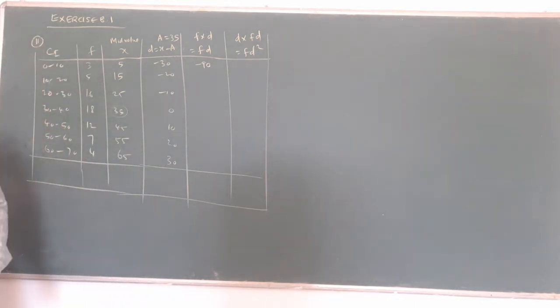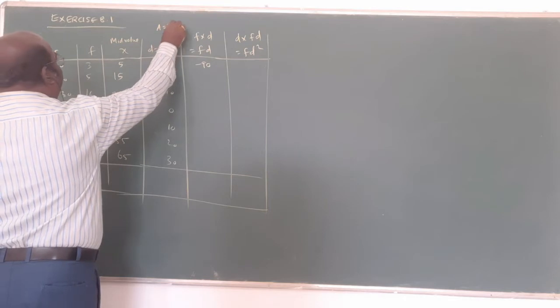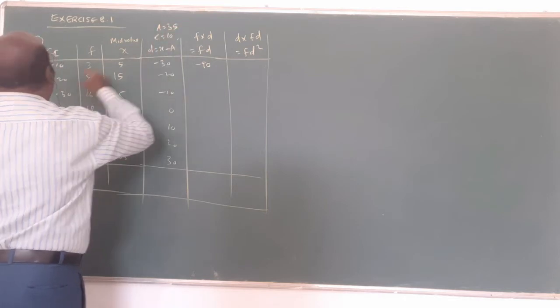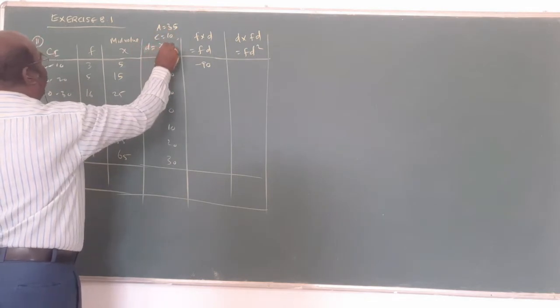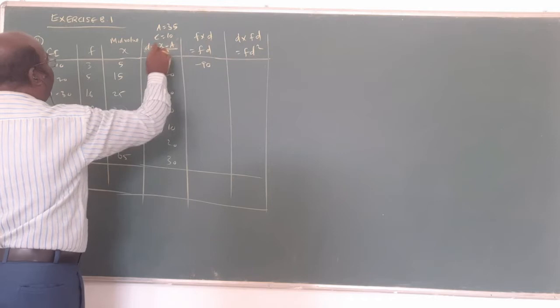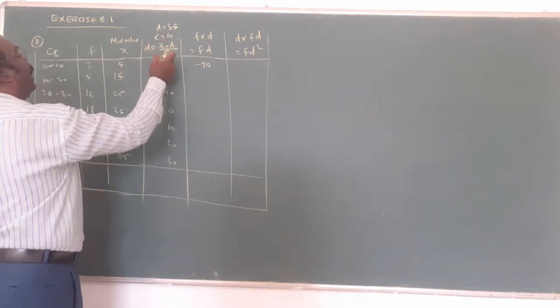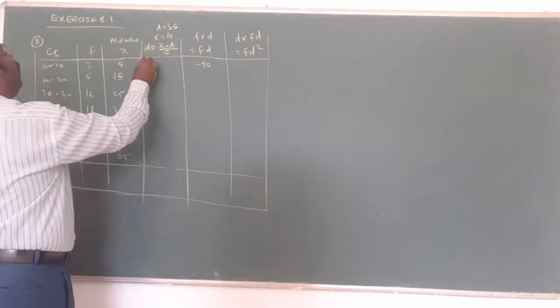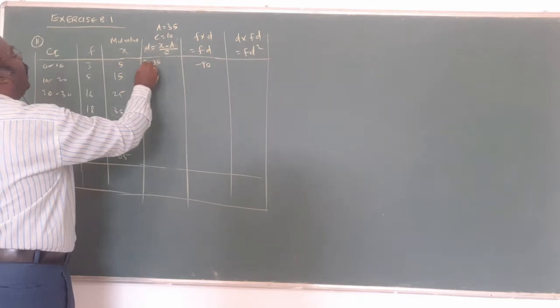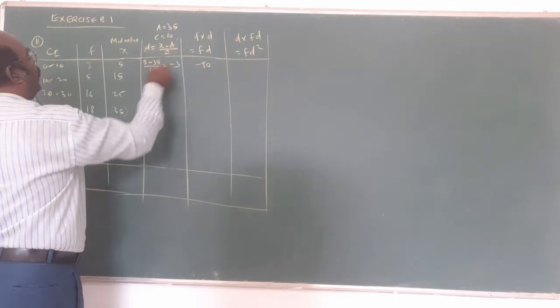And also one more concept. The class is given. Since the class is given, you can assume A is 35. C is what? 10. All the numbers increase by 10. The formula is what? X minus A by C is the D. Now 5 minus 35 divided by 10, that is minus 30 by 10, that is minus 3.